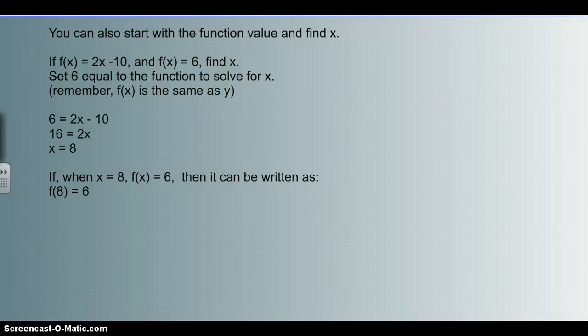If, when x equals 8, f of x equals 6, then it can be written like this: f of 8 equals 6. The value of the function when x equals 8 is 6. That's how that is read.